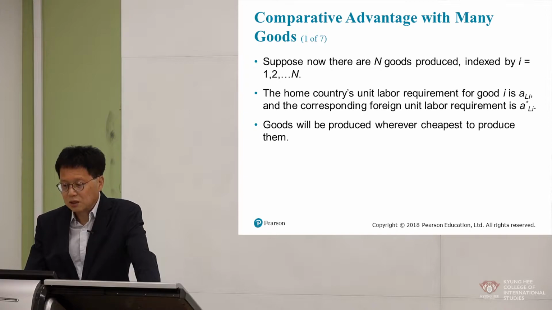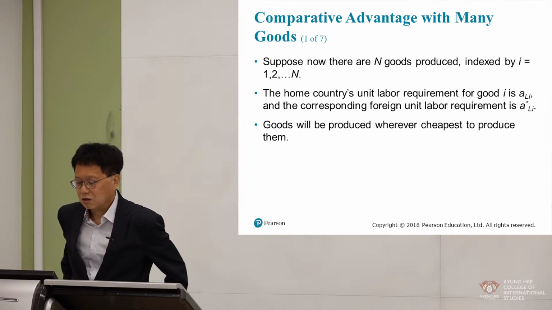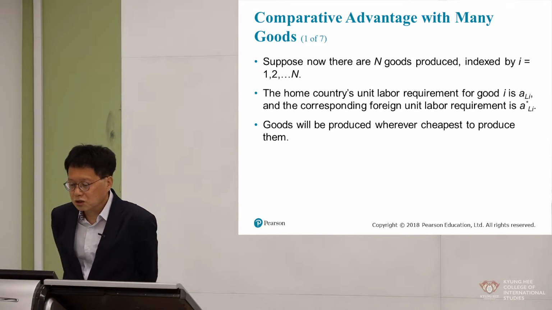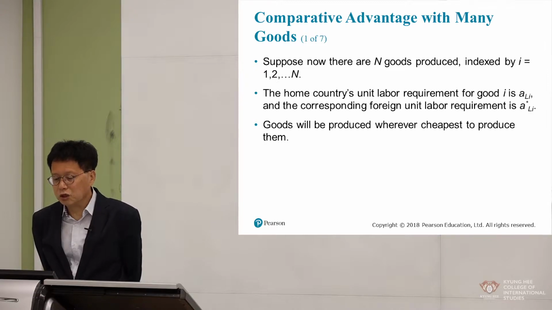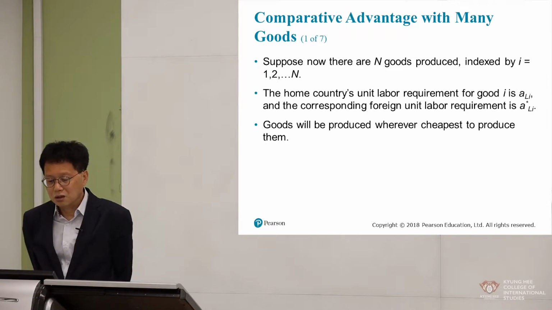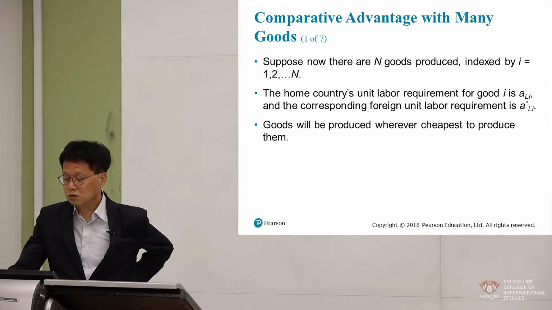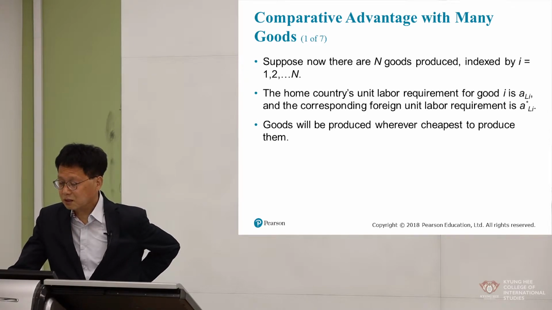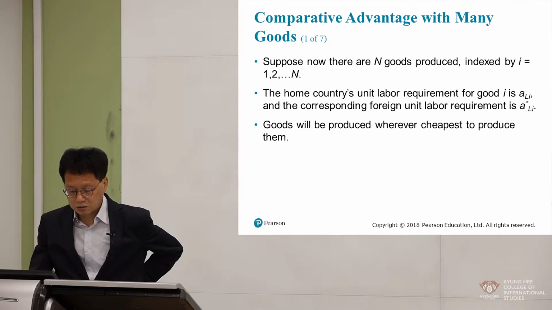And the next section is comparative advantage with many goods, but I'd like to skip it. Anyway, until now we studied using a simplistic two-good model, right? This two-good model can be expanded to an n-good model, right? There exist lots of goods, but the conclusion is the same. So I'd like to skip this.